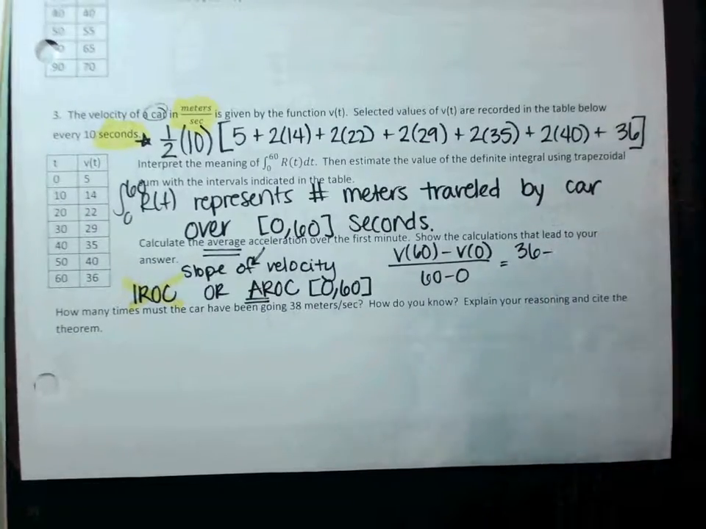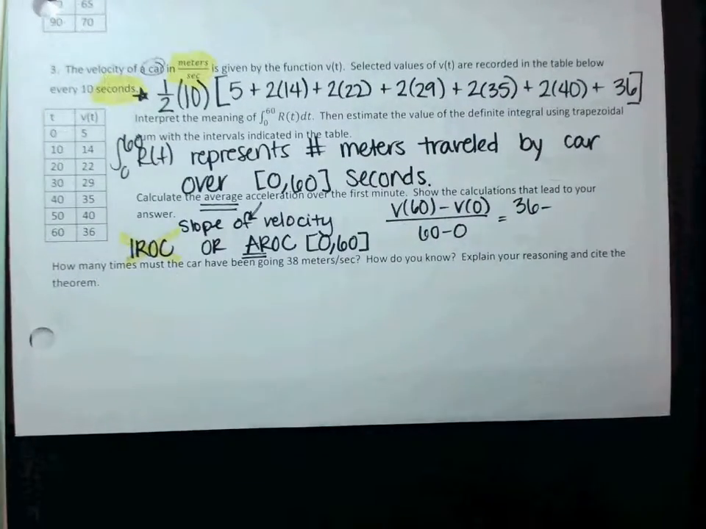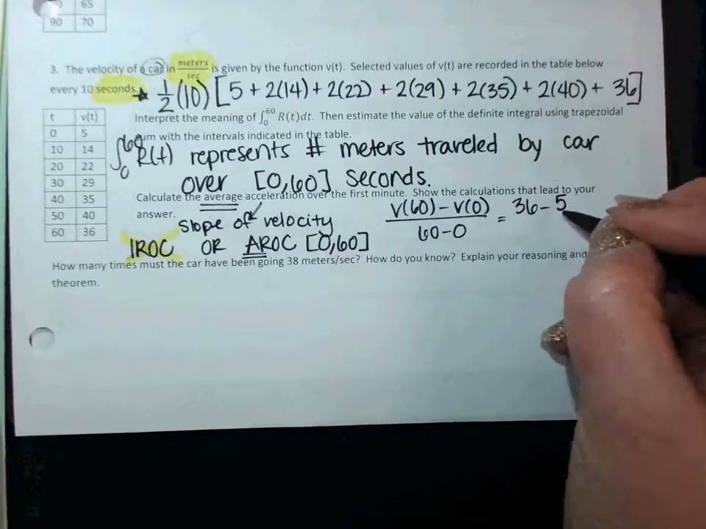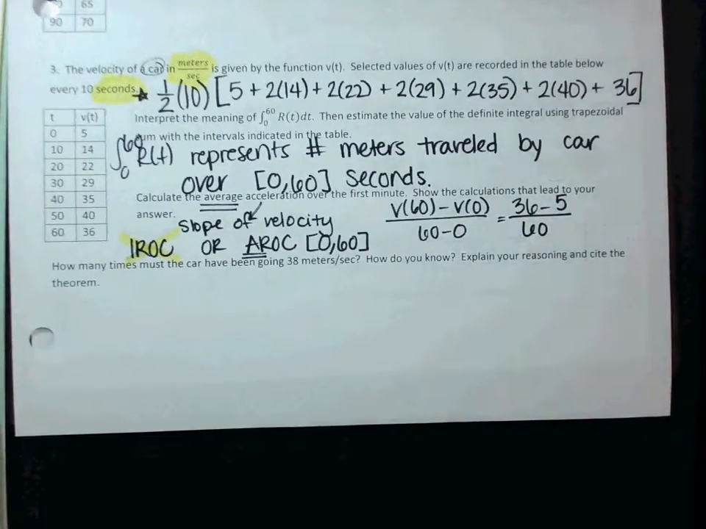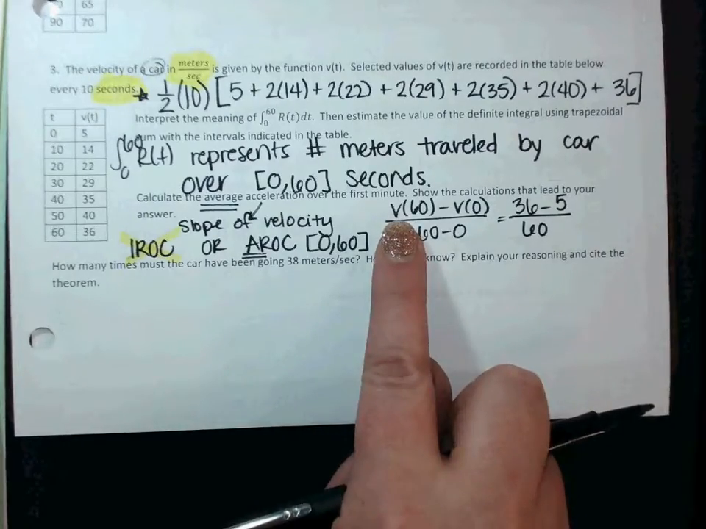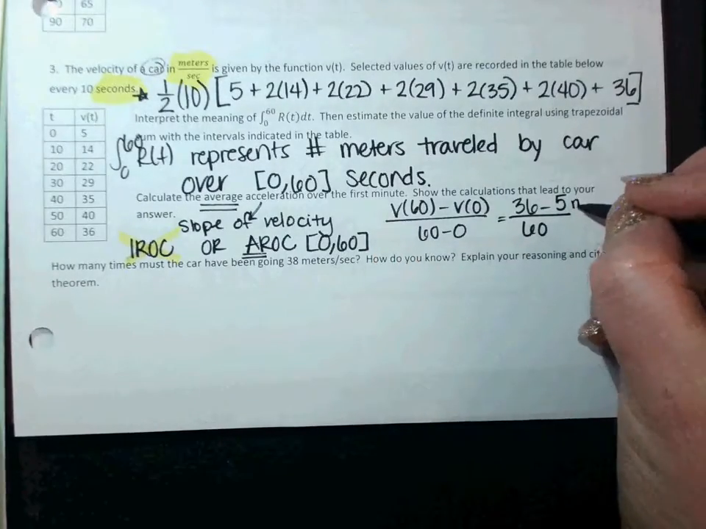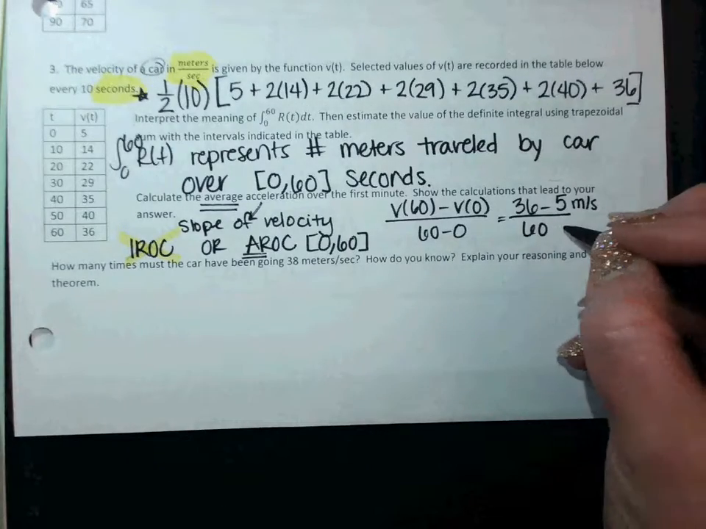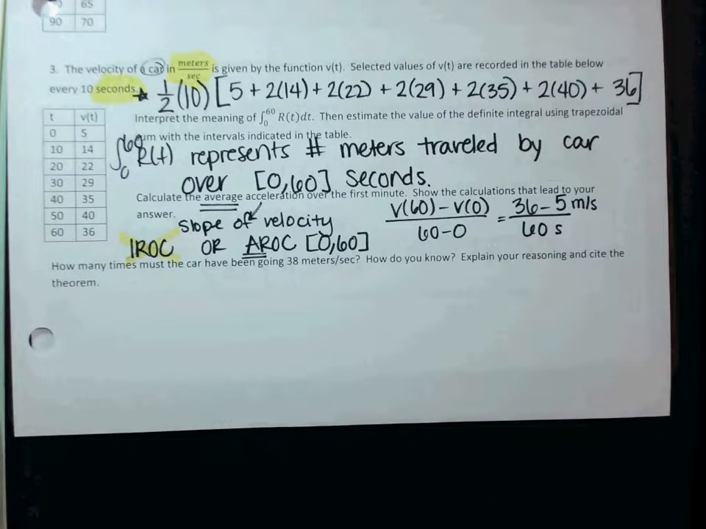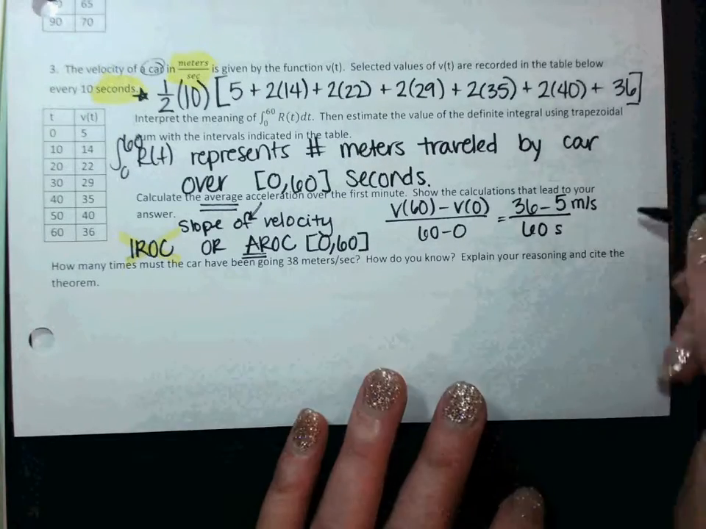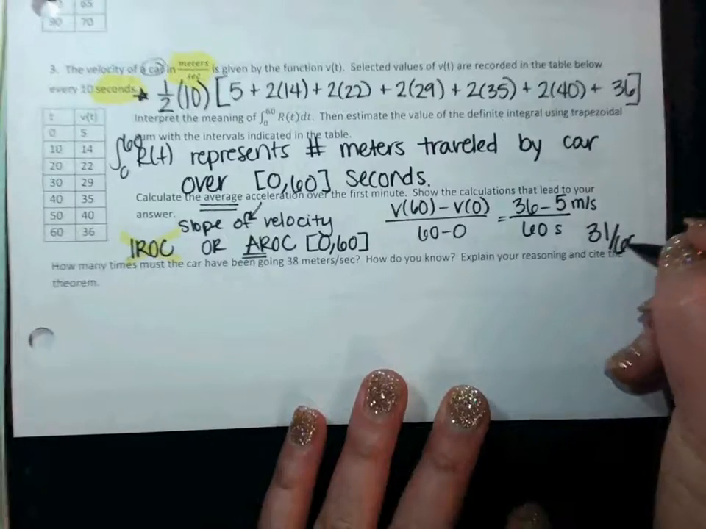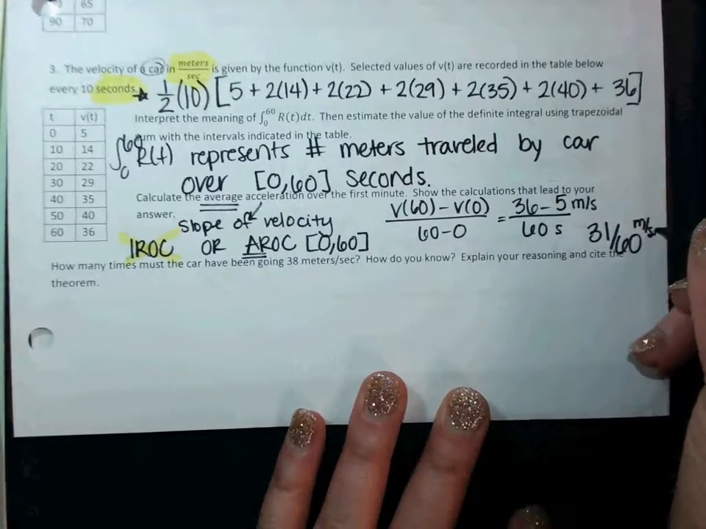What's the velocity at 60? 36. What's the velocity at 0? 5 over 60. Now let's think about our units. On the top, what was velocity measured in? Okay, this is meters per second. What's the time measured in? Seconds. So then what will our answer be measured in? Meters per second squared. Good. So you'd have 31 over 60 meters per second squared.